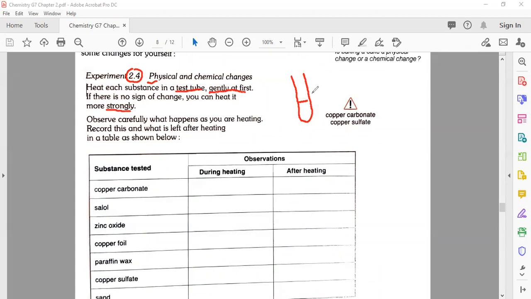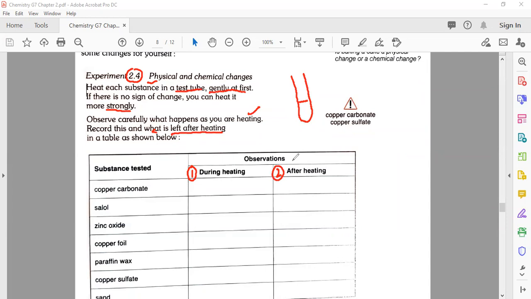How will the change come? For example, observe carefully what happens as you are heating. When you heat something, what happens to this substance? Record this, and record what is left after heating. So two types of observation: number one, during heating what happened, and after heating what happened to the substance.